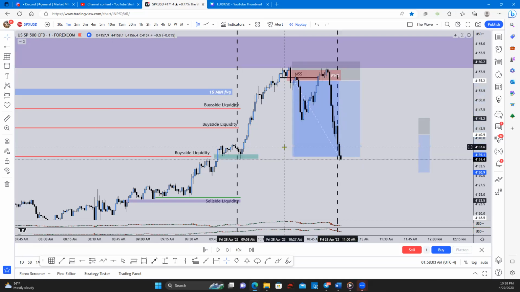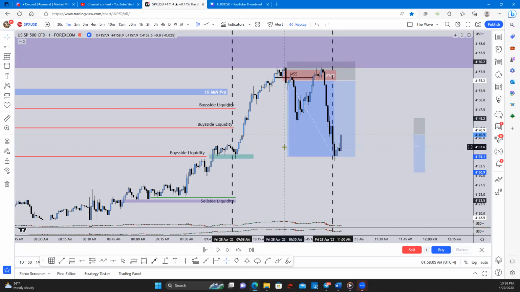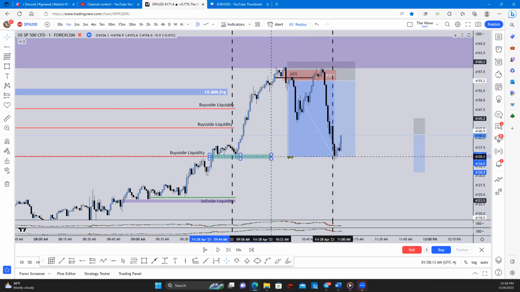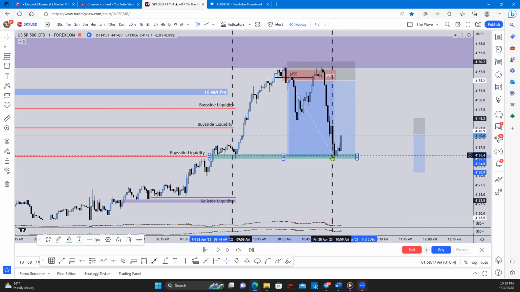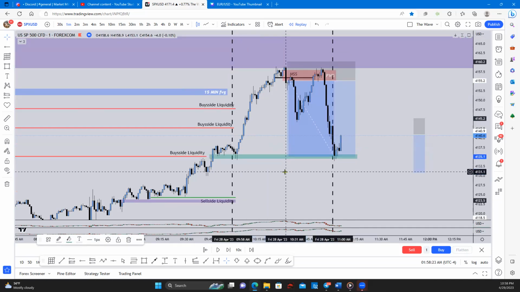Let's see if it goes. Yeah, so we ran for about 20 handles. What's interesting too is we came back down to this fair value gap from the morning where you could have potentially taken your buys from, and we respected it with the candle bodies not closing below here. So that was also very interesting.